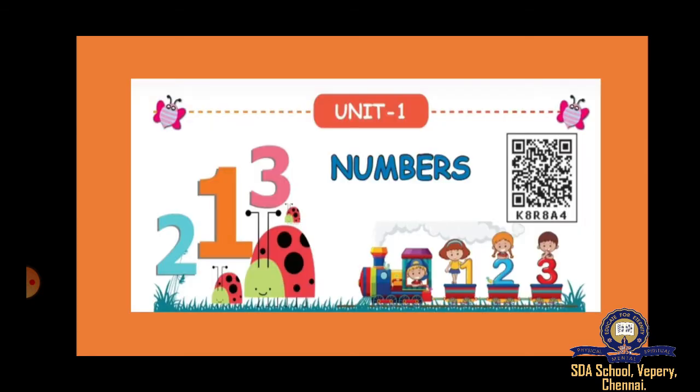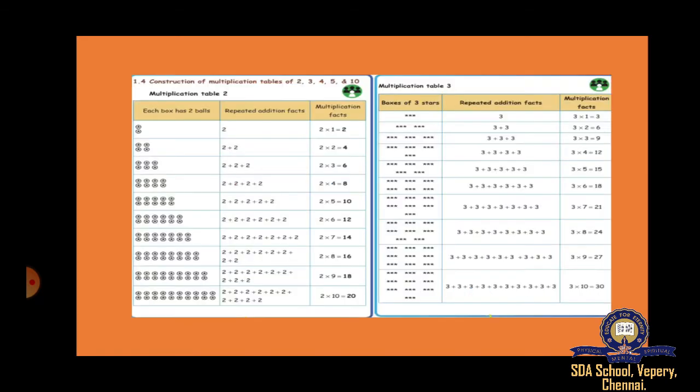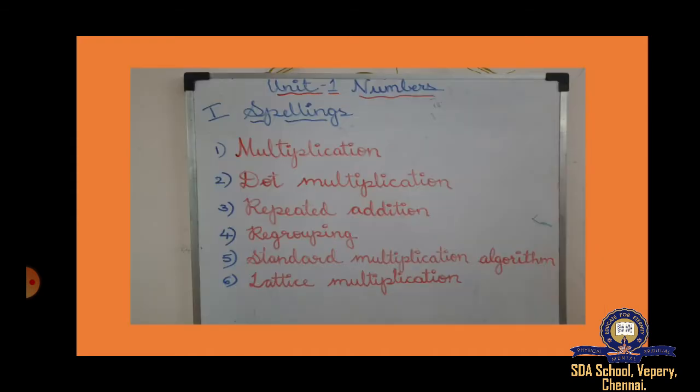Okay? So the first unit is numbers. In numbers, you have to learn the multiplication tables. First thing, you have to learn the tables from 2, 3, 4, 5 and 10 also. Okay? So all these tables from 2 to 5 and then the 10 table you have to learn. And in numbers we'll see what the types of multiplication are: dot multiplication, repeated addition, regrouping, standard multiplication algorithm and lattice multiplication. Right? These 5 multiplications you have to learn.